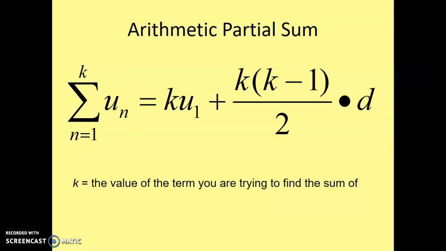You can see the u sub 1 is the first term, the d there is the common difference, and the 2 is going to be a constant along with the minus 1 that's also part of the formula. Those won't ever change as far as the minus 1 and the 2 go. All you have to do is put the values into where they belong in the formula and solve.